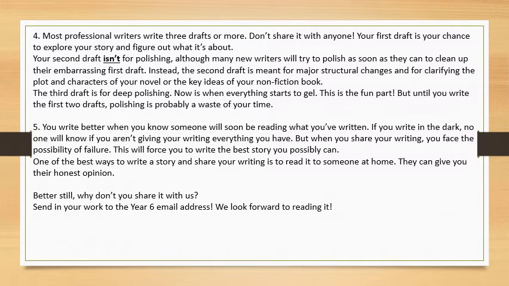Do not worry. Okay. Number 5, you write better when you know someone will be reading what you've written. If you write in the dark, no one will know if you aren't giving your writing everything you have. But when you share your writing, you face the possibility of failure. This will force you to write the best story you possibly can. One of the best ways to write a story and share your writing is to read it to someone at home. They can give you their honest opinion.